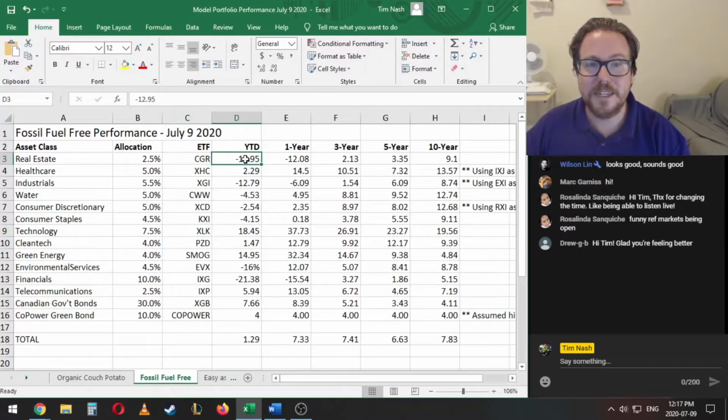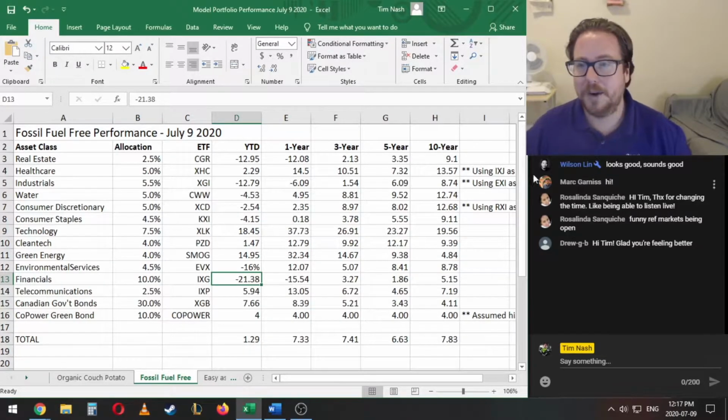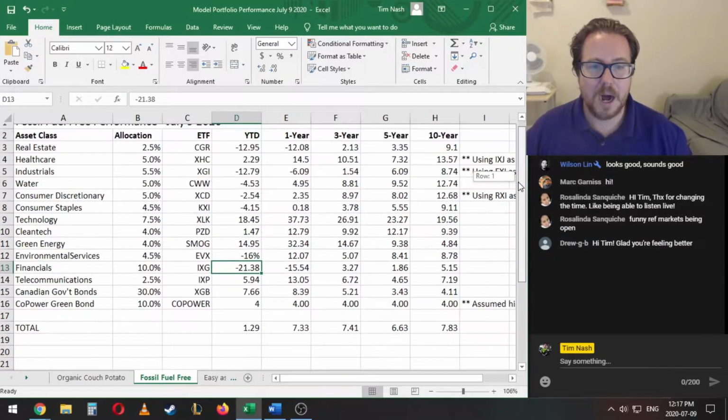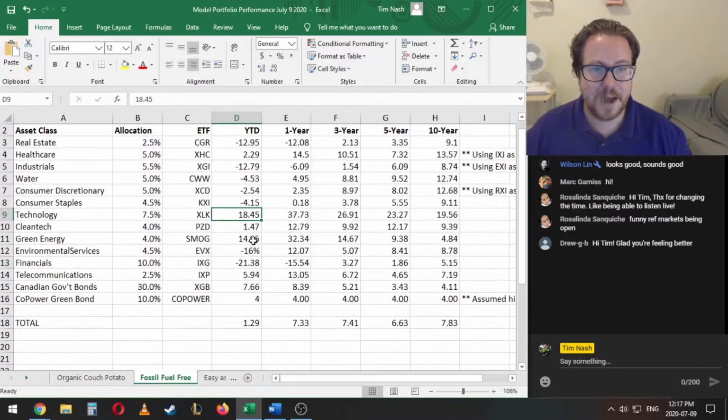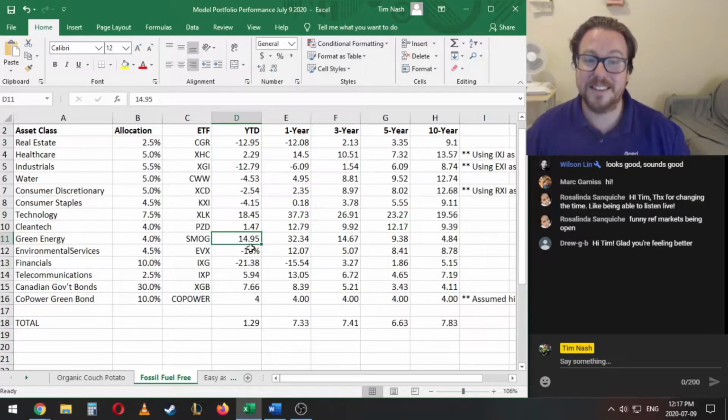Needless to say, you can see certain sectors that have done poorly, like real estate, industrials, and financials, have been the laggards for this year. Meanwhile, tech has done very well. And look at this, green energy, this SMOG ETF, up almost 15% so far this year, despite the crash, which is just remarkable.